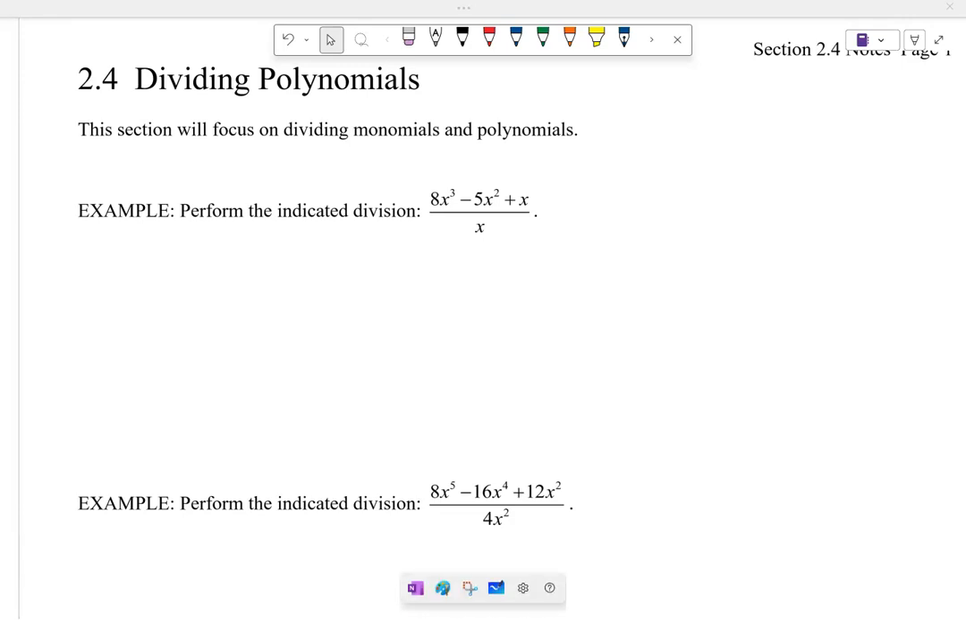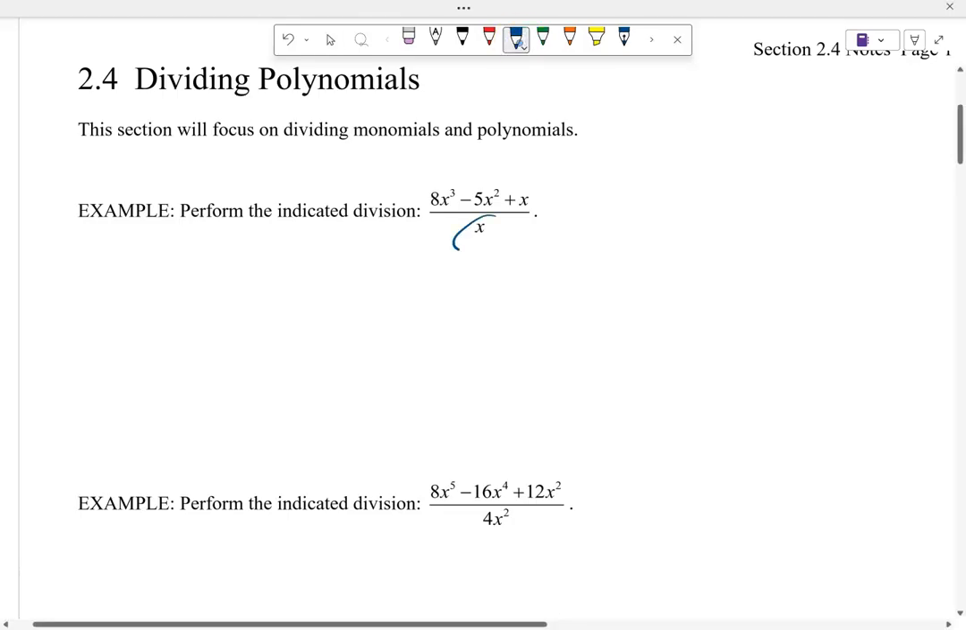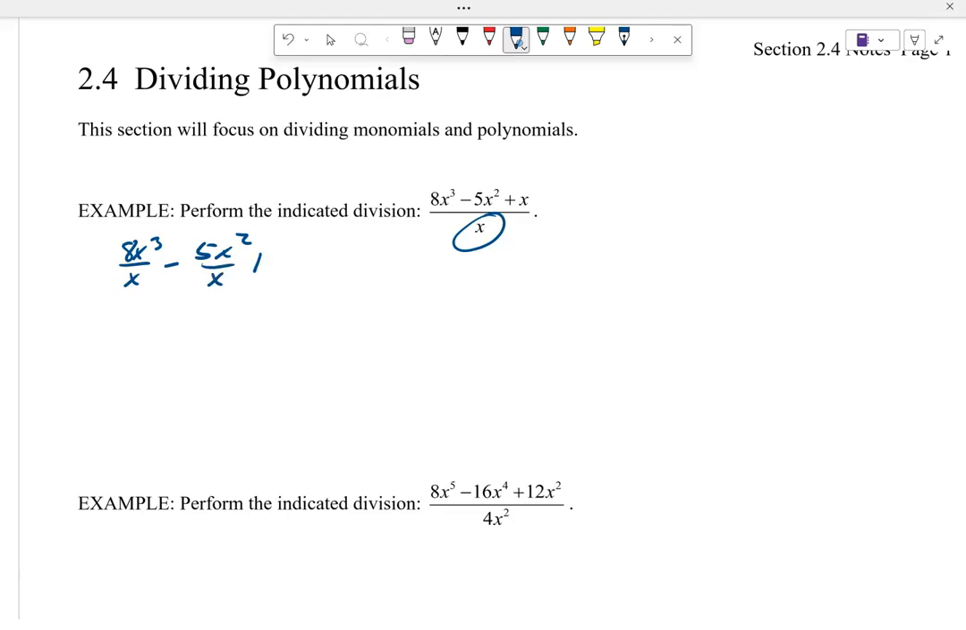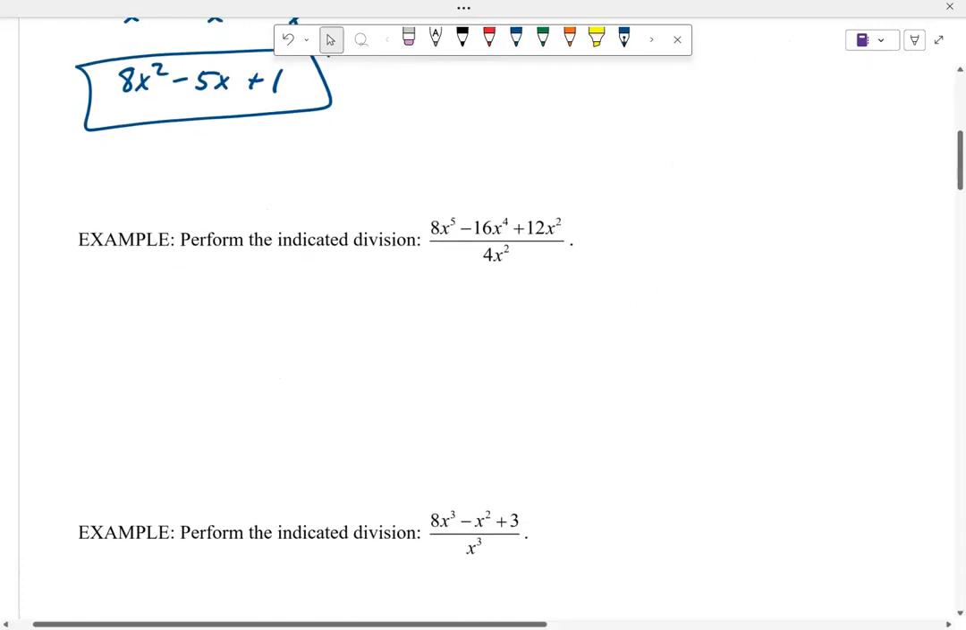We're going to take a look at dividing polynomials. The first type is where we divide by one term, just a monomial. When you're dividing by a monomial, what I like to do is use the fact that it's a common denominator, so you can just split it up. And so that'll end up being 8x squared minus 5x plus 1. And that's how you can go ahead and divide by a monomial.